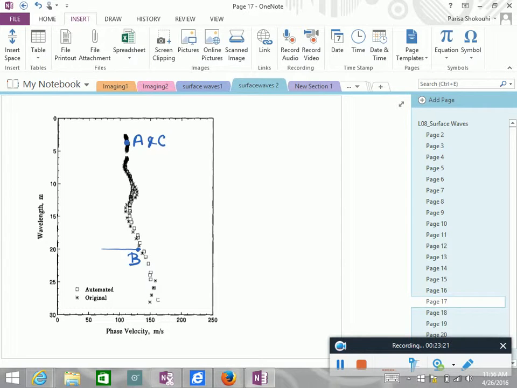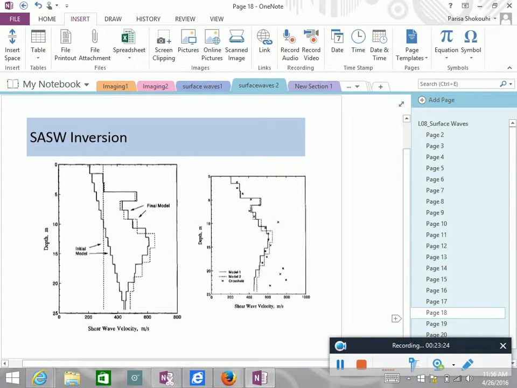Okay. Now, once we have the dispersion curve, something that we won't really go into the details of is inversion. Similar to tomography, you have to start with a model. You see the initial model here.